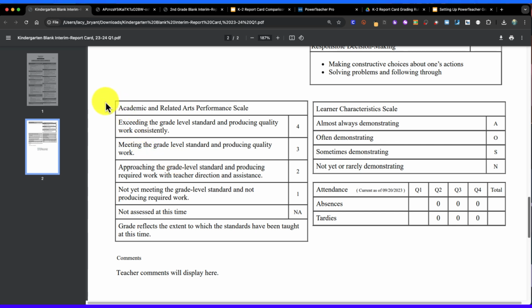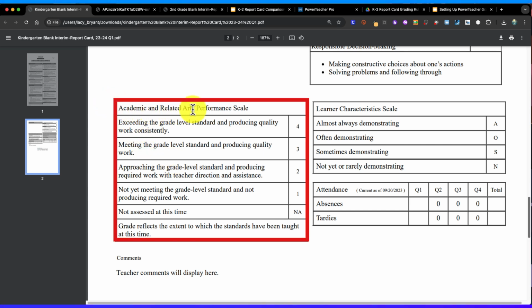The first grading scale is the Academic and Related Arts Performance Scale. This grading scale will be used by all academic courses in grades K through 2. That includes ELA, math, science, and social studies. This scale will also be used by your related arts courses, which are classes like PE, music, and art. This scale uses a 4, 3, 2, 1 grading scale.